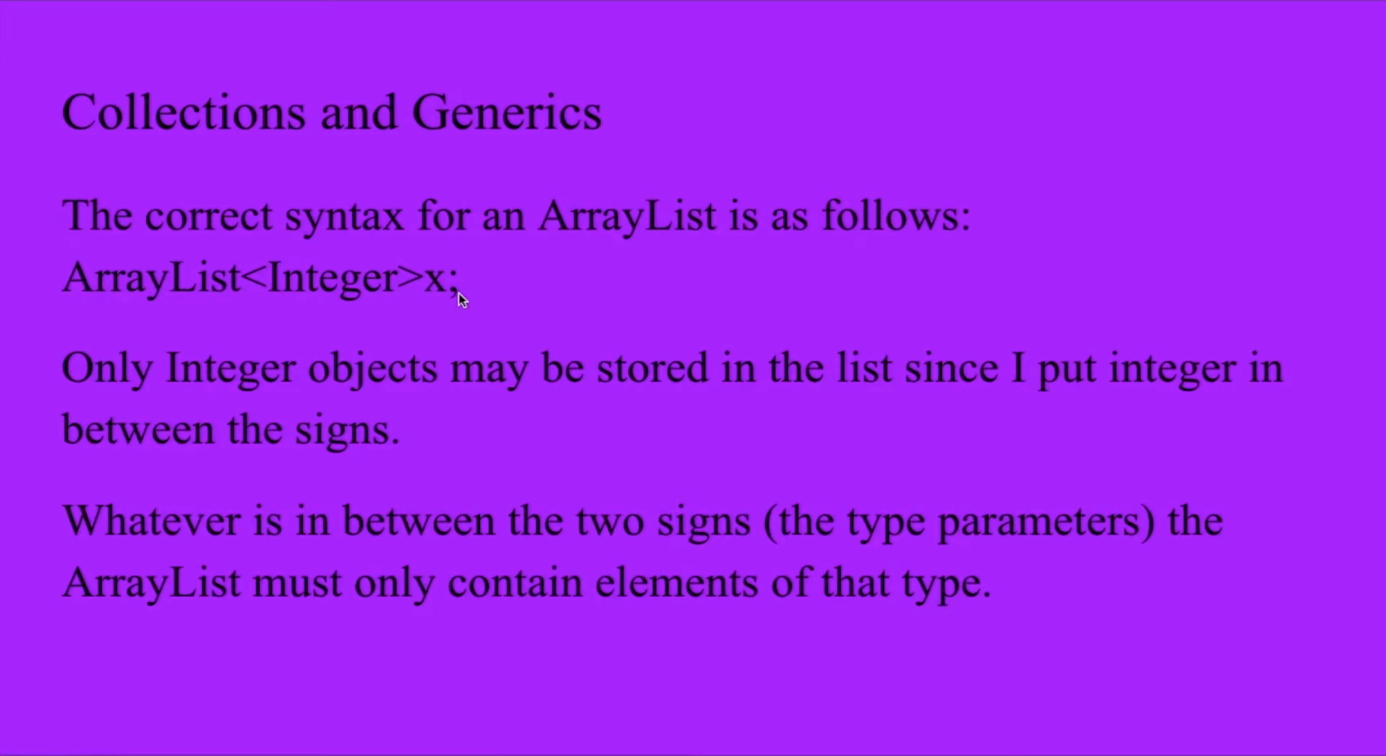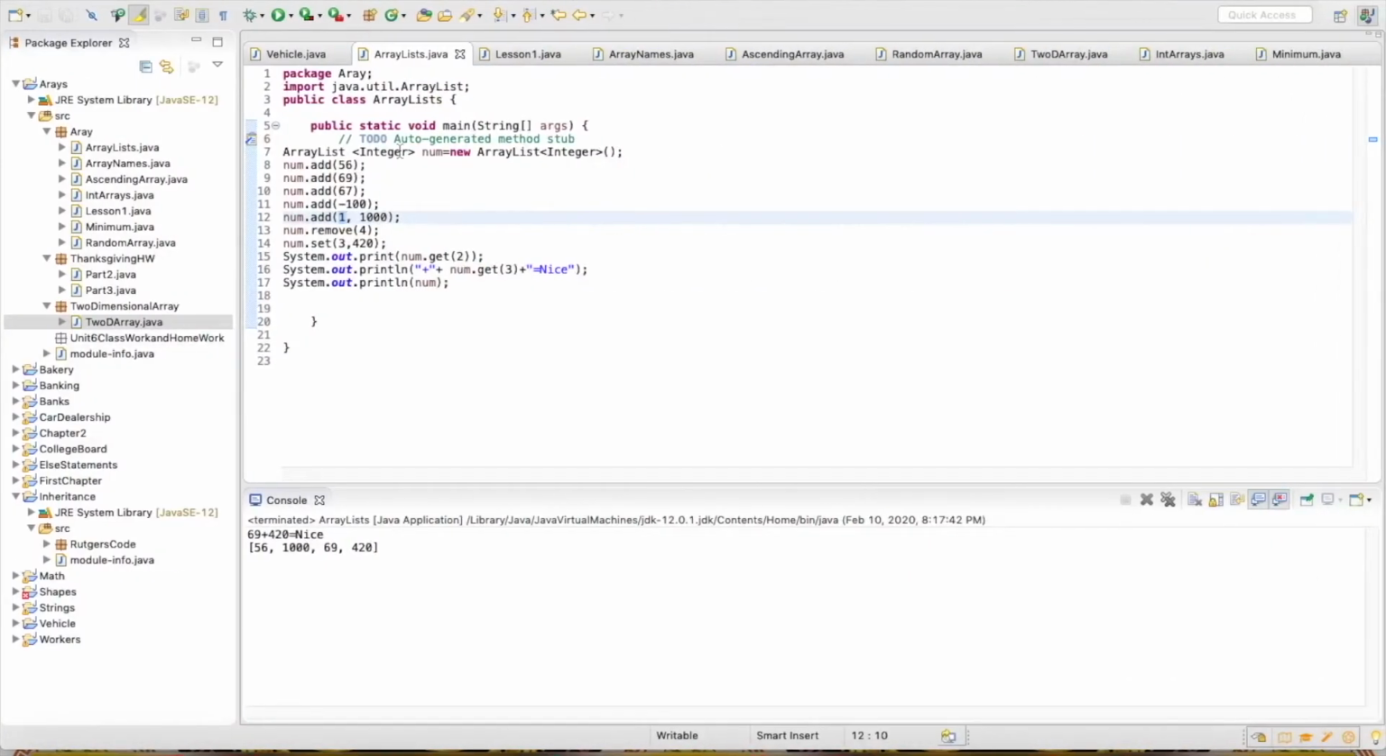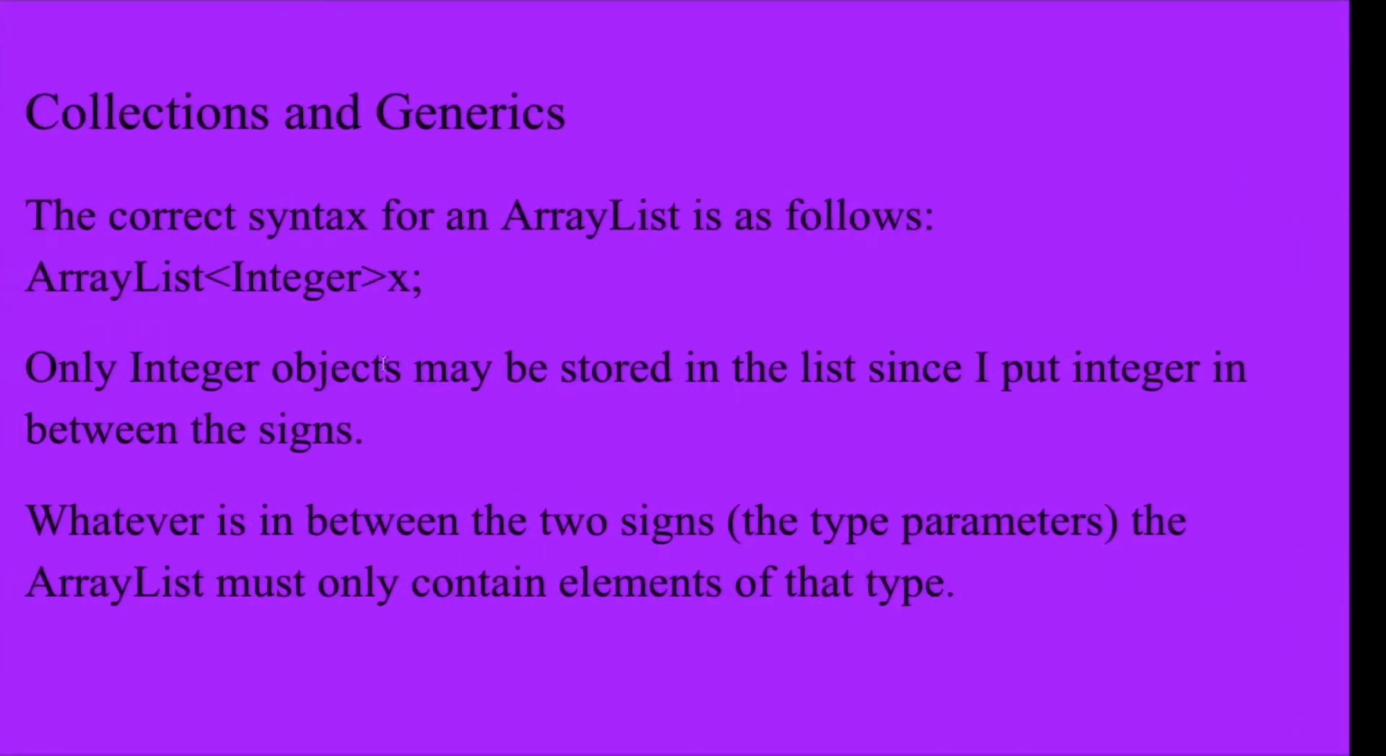Alright, so collections and generics. The correct syntax for an array list is as follows. So I showed you ArrayList, angle brackets, Integer. Only Integer objects may be stored in the list since I put Integer in between the angle brackets. Whatever is in between the two angle brackets, the type parameter, that's what they're called, the array list must only contain elements of that type. So if I put like clowns in here, I can only put in clowns. That's the example that I've seen a lot. So that's how it really works. If I put Integer here, I can only add integers. If I put Double, I can only add doubles. That's just how an array list works.